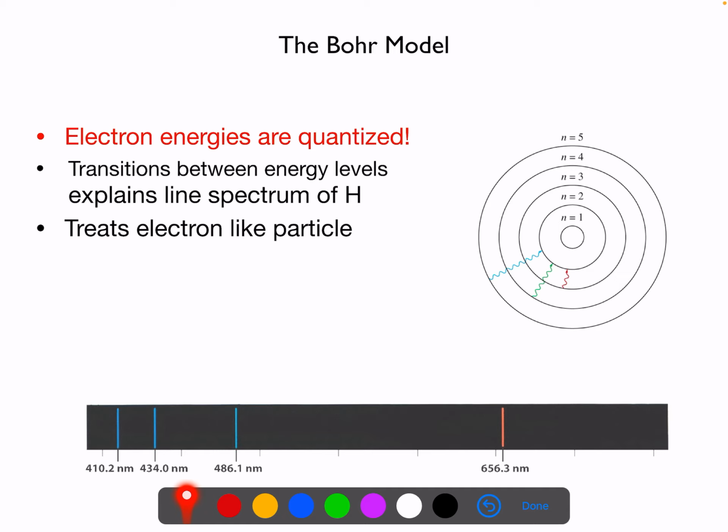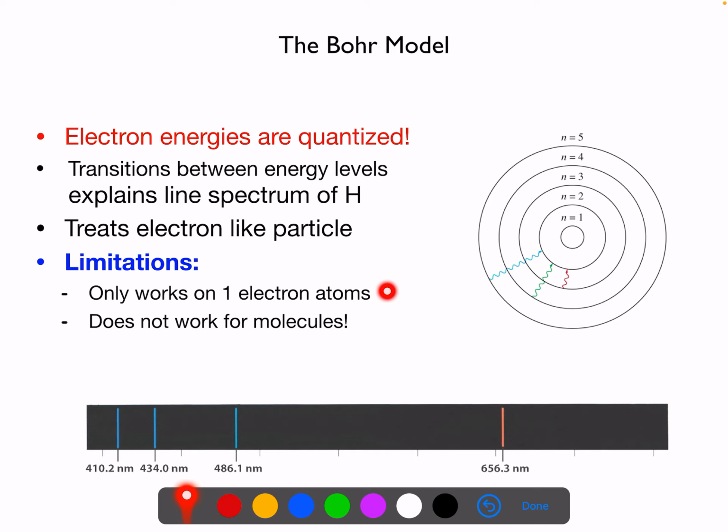The Bohr model does have a couple limitations, and so it's important to point these out. Those limitations are twofold. First, it only works on one electron atoms, which means it works for hydrogen and nothing else. Second, it doesn't work for molecules for the same reason. There's more than one electron in a molecule. So those are some pretty major limitations of the Bohr model.